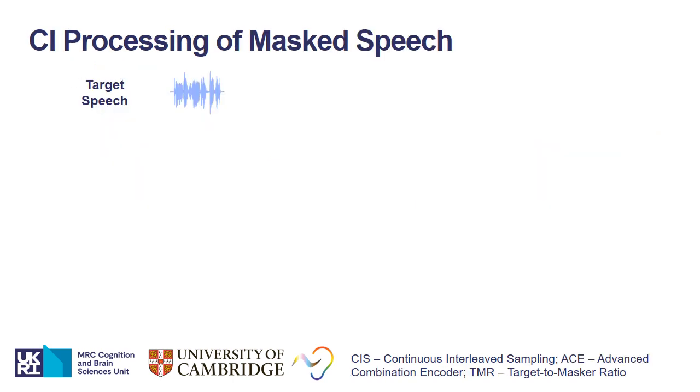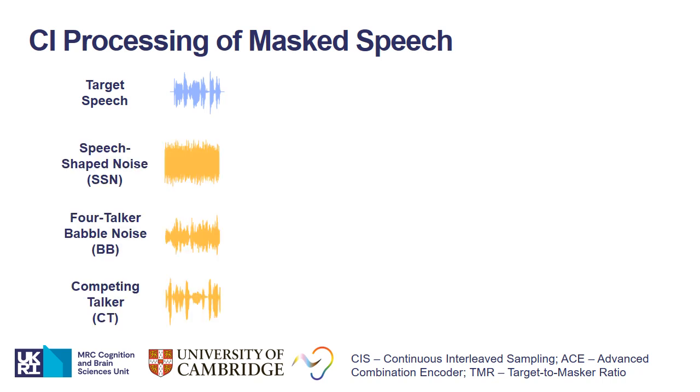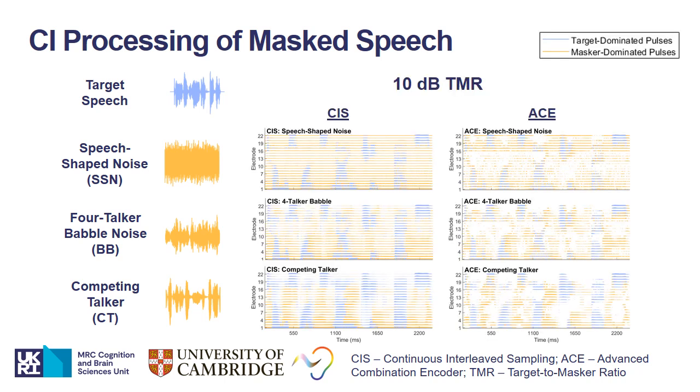Considering a target speech signal, highlighted in purple, and three different types of maskers, either speech-shaped noise, a four-talker babble, or a competing talker, the CI stimulation patterns resulting from these target and masker mixtures would differ across CIS and ACE due to channel selection employed by ACE. In a positive target-to-masker ratio, such as the 10 dB shown here, ACE is likely to select target-dominated stimulation pulses, thus enhancing the target signal.